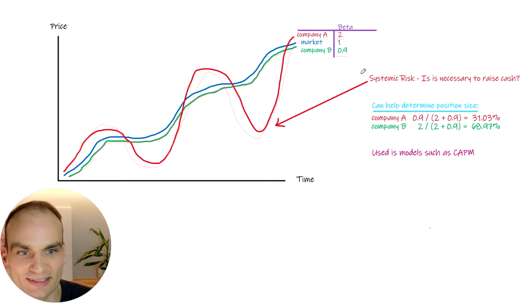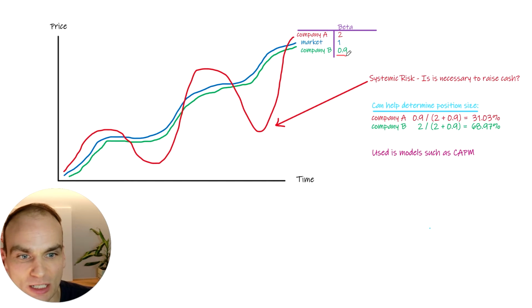So what exactly is beta? Beta is a measure of the volatility of one individual asset or one individual company's stock price relative to the market. The idea behind it would be this: for every 1% move in, let's say, the S&P 500, company A will be expected to move roughly 2%. So beta is telling us what the volatility of one individual asset is relative to the market.